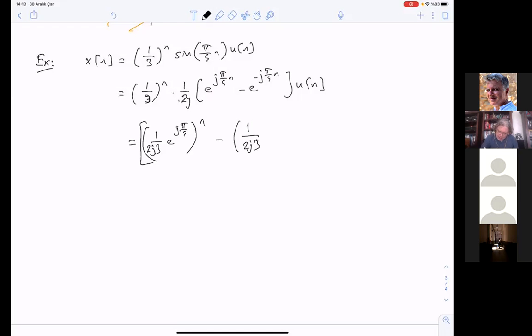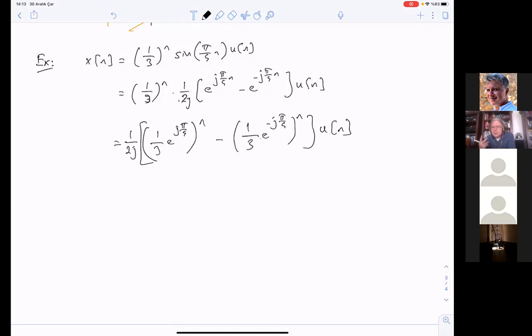Excuse me, 2j is not there. I will have to erase. I'm sorry about this mistake that I make. It's really 1/3 only. And this one is also 1/3. The 1/2j thing is here. It's not inside the exponent term. Excuse me about that. 1/3 e to the minus j pi over 4. Yeah, this is correct. To the power n times u of n. Sorry. So this is the overall thing.